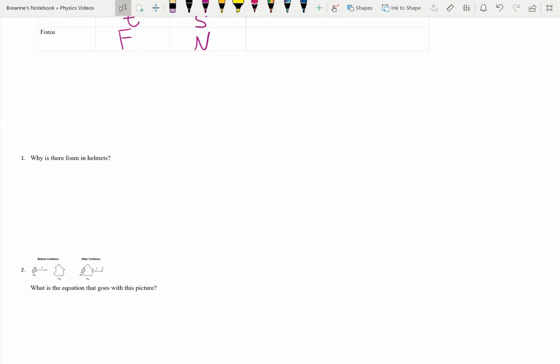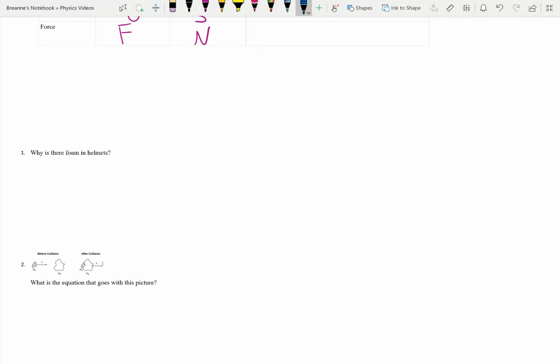So a couple of conceptual questions to start out. Why is there foam in helmets? Most helmets, like football helmets, baseball helmets, even bike helmets, have the outer hard plastic, you have foam, and then sometimes you have inner plastic that's not as hard, a little bit more movable, or your head's just right on the foam. But what's the point of that foam in the helmets? The foam usually has little pockets of foam here.